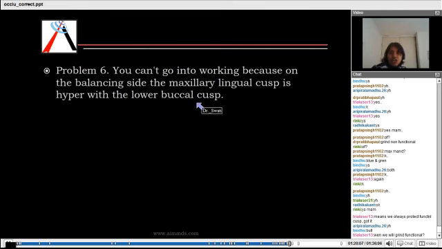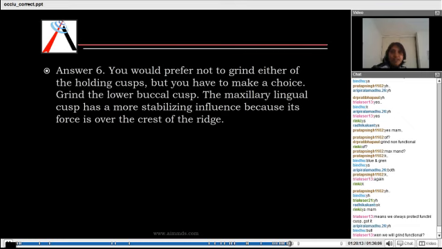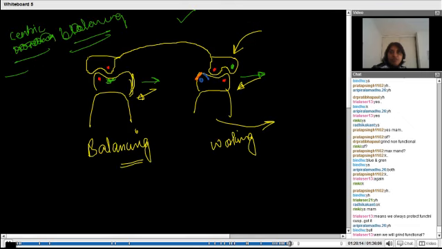Maxillary lingual is hyper with the lower buccal cusp. Right? I'm sorry to give you the answer. Now here the problem is this red cusp on the balancing side is interfering with the other. Now the problem comes, both are red.